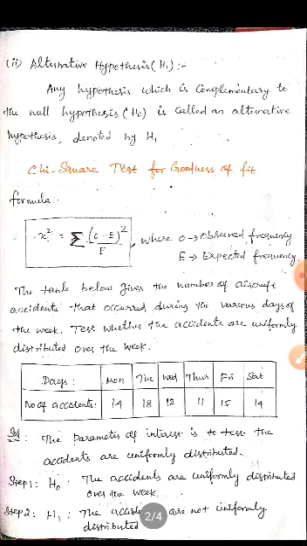Then go to the alternative hypothesis. It is any hypothesis which is complementary to the null hypothesis, just opposite to the null hypothesis. The denoted symbol is H1. So we have started the chi-square test for the goodness of fit.